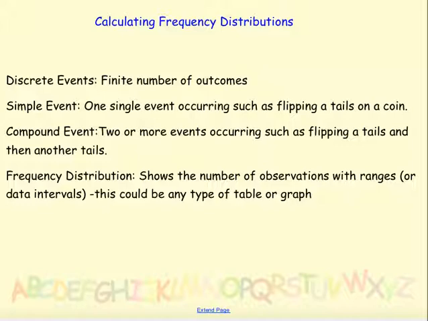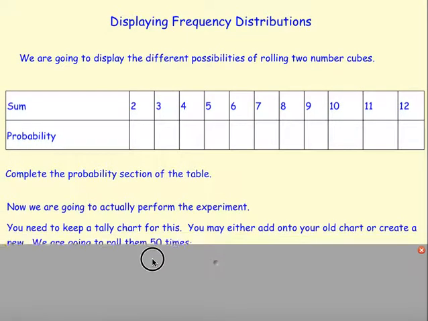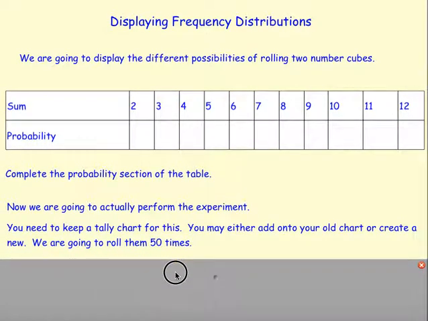Frequency distribution shows the number of observations with ranges or data intervals, and it could be a table or a graph. We are just showing what is happening. So, for example, let's say we have two number cubes, and we are rolling both of them to figure out what sum we get with the two number cubes. Just in this video, we are going to talk about the theoretical probability of all of these.